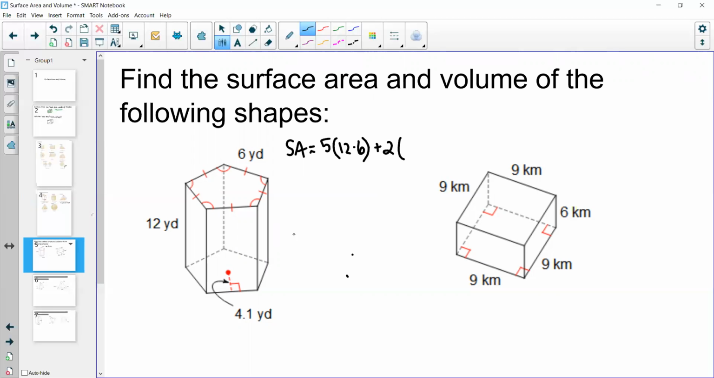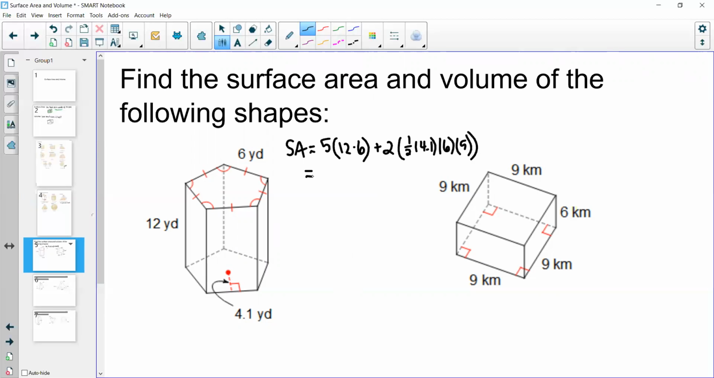Plus, we've got 2 of these pentagon shapes. And remember, to find the area of that pentagon, we are going to do 1/2 times 4.1 times 6 times the number of sides. Now, this will tell us how much material we need to build it. So let's go ahead and plug that into our calculator there.